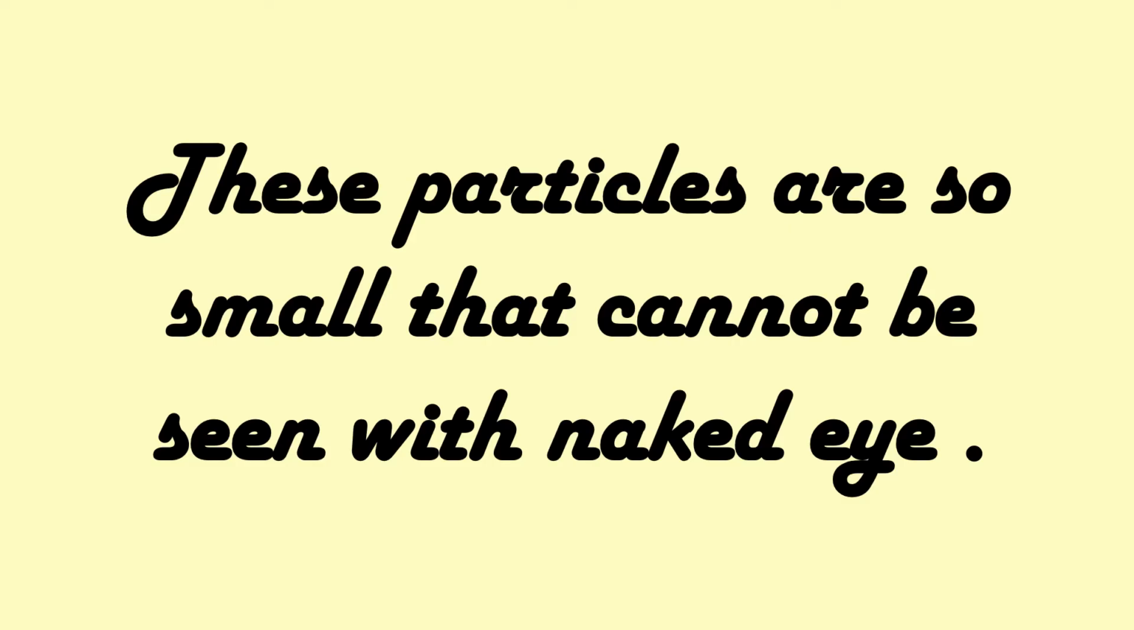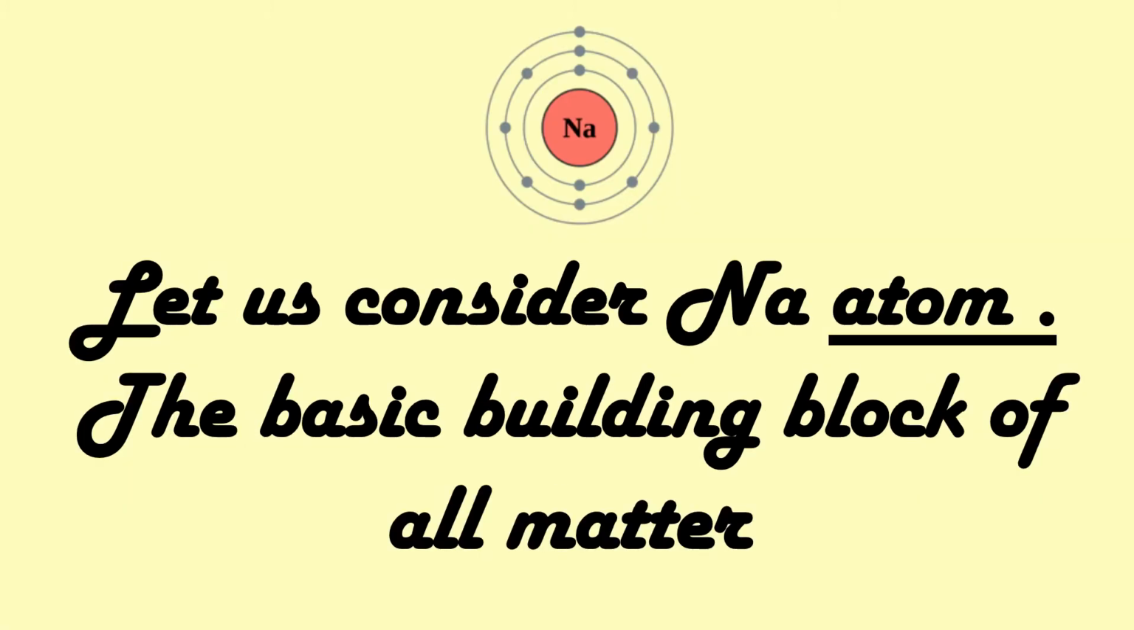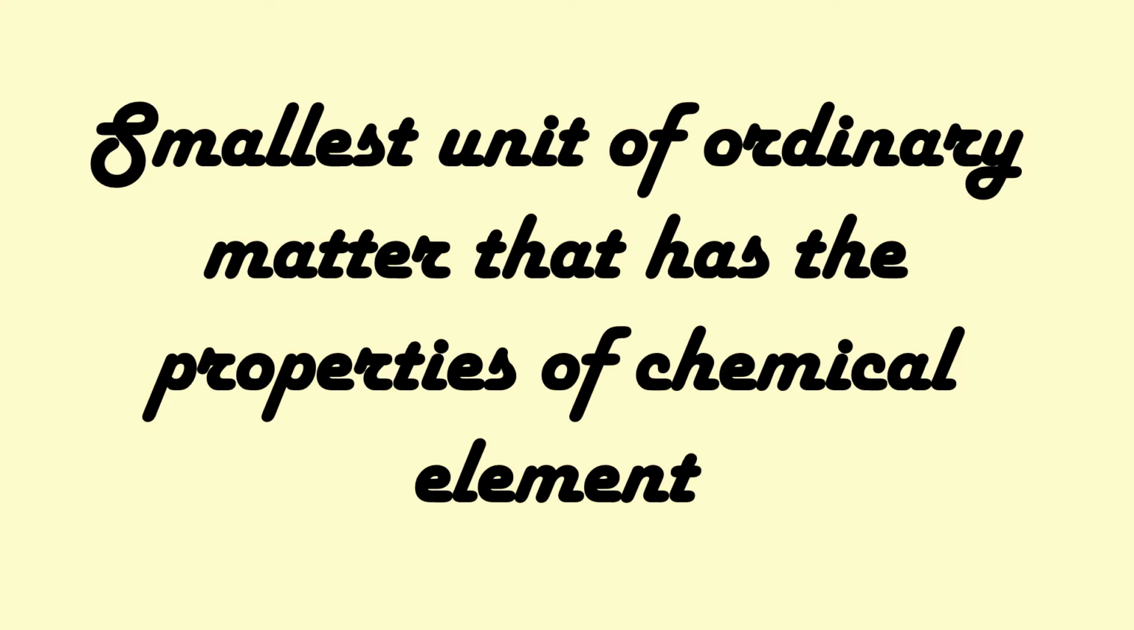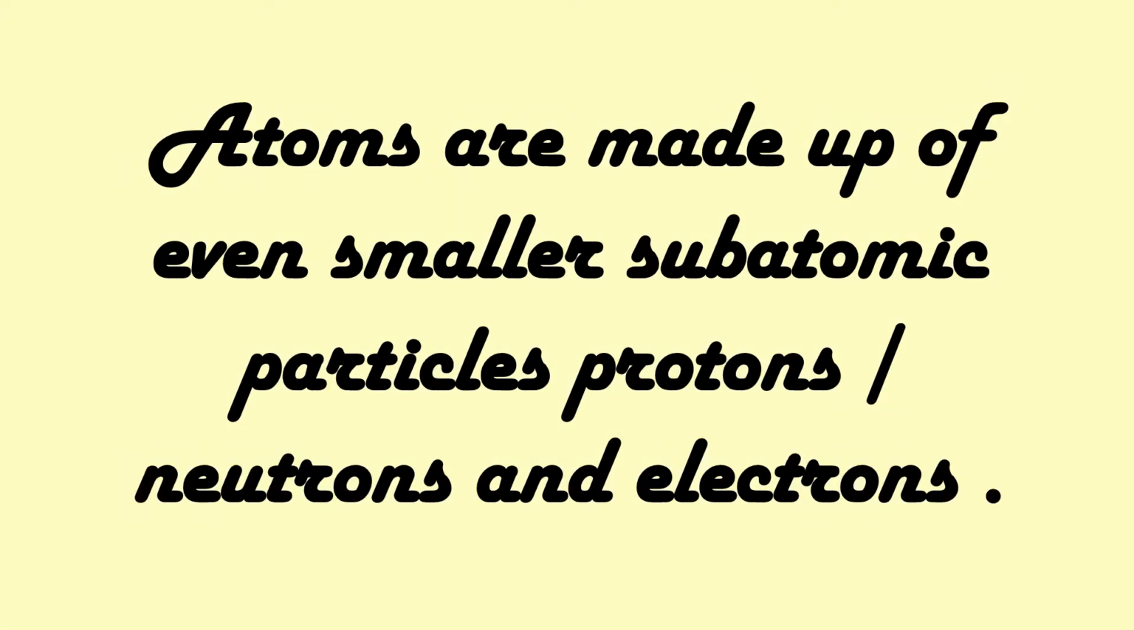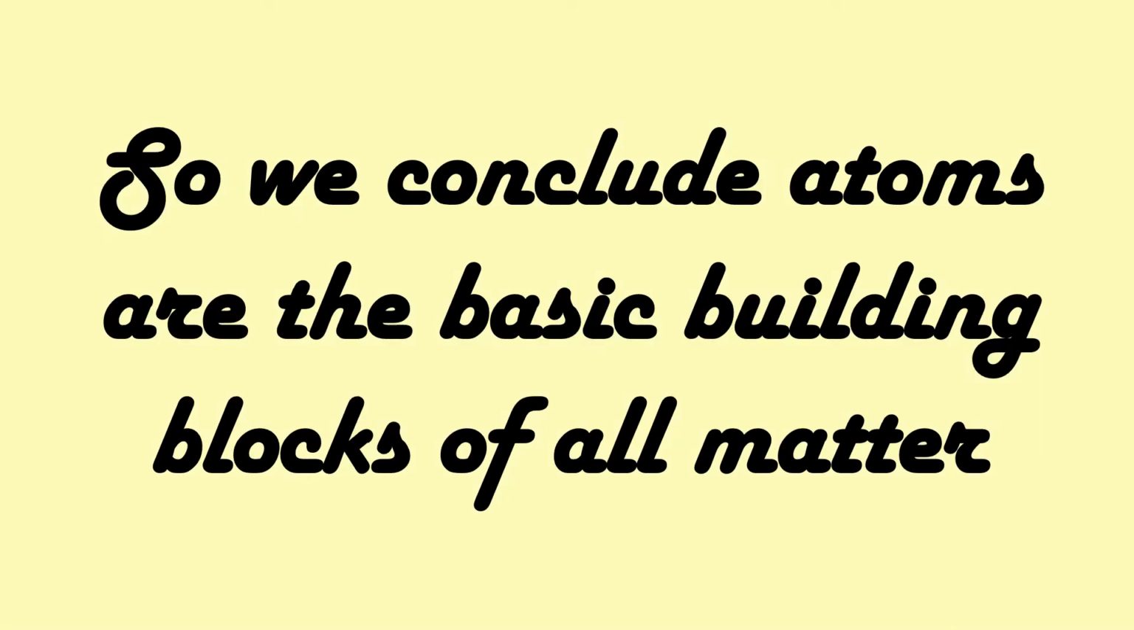These atoms, the particles, are so small that they cannot be seen with the naked eye. So we need a powerful electron microscope to see the atoms, like a scanning tunneling microscope. Let's consider a sodium atom. The basic building block of all matter is atoms. It's the smallest unit of ordinary matter that has the properties of a chemical element. Atoms are made up of even smaller subatomic particles: protons, neutrons, and electrons. So we can conclude atoms are the basic building blocks of all matter.